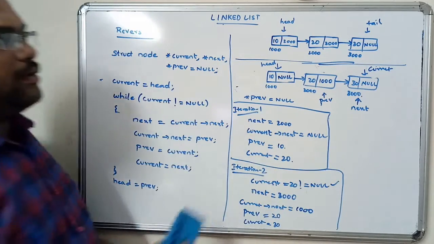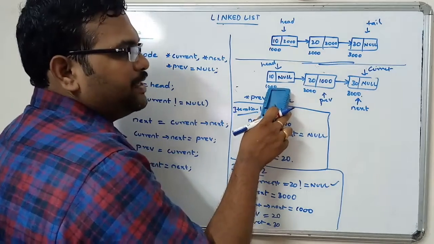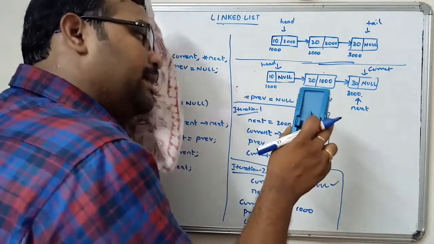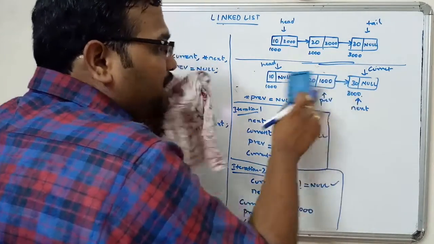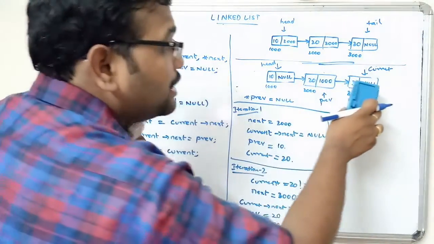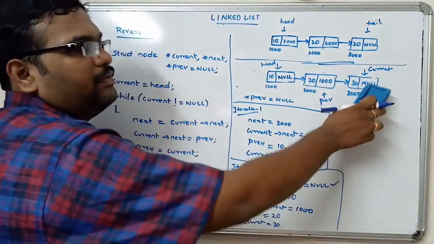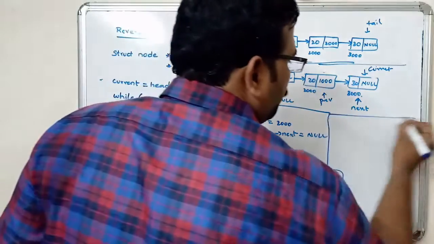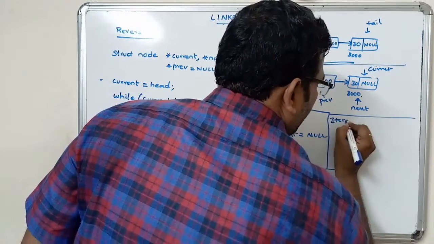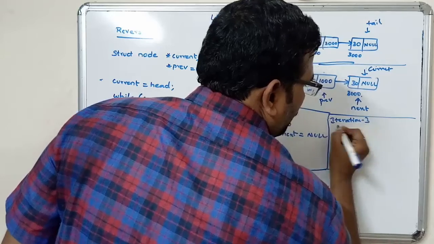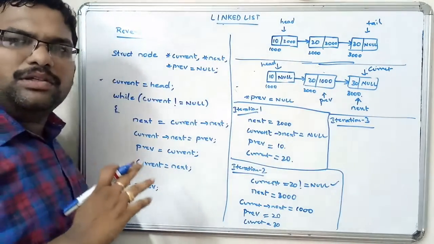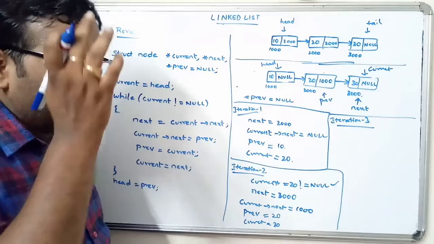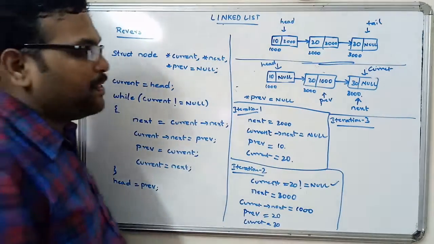Now 10 with the address field null. Next, 20 with the address field of 1000, that means the address of 10. Third one is 30 with the address field null. Now we have to change that one. In the third iteration, let us move on. Unless you trace the logic, you can't understand, right? So that's why I am tracing the logic.